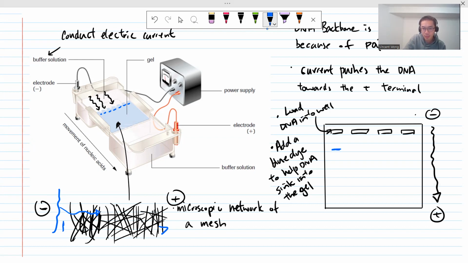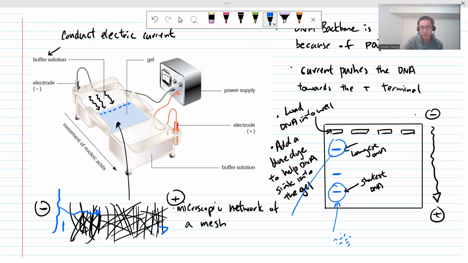So let's say you separate the DNA like this. Separated DNA. The further it moves down, the shorter it is. So this is the shortest DNA, and then over here, this is the longest DNA. If you zoom in to look at the DNA in here, they would all be really, really tiny. If you zoom in here to look at the DNA, they would all be very, very long.